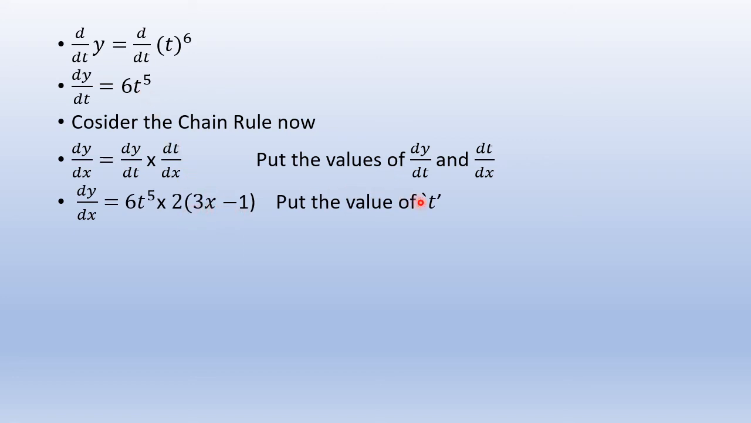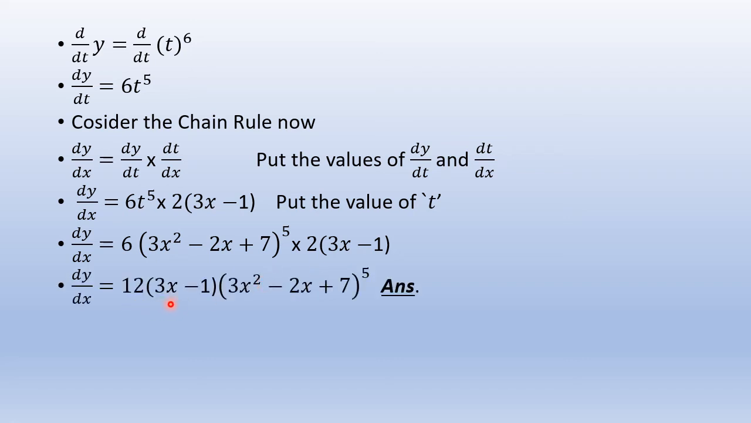What next? Put the value of t. This is the value of t, (3x² − 2x + 7) to the power 5, into 2(3x − 1). And now all we can do is multiply this 2 with 6 and write it in a proper shape, and this is our answer. dy/dx is equal to 12(3x − 1)(3x² − 2x + 7)⁵, and this is the required derivative.